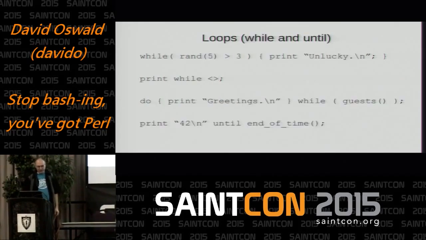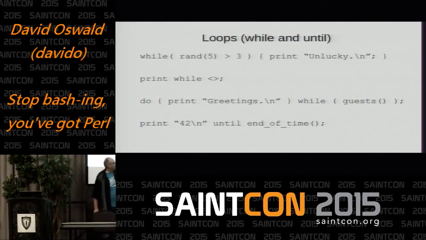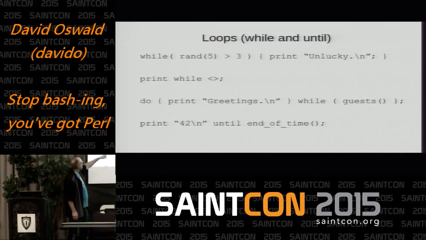We have while loops. So while rand 5 is greater than 3, print unlucky. Or print as long as there's something to be printed on the input file handle. Do something while this condition is true. Print 42 until this condition becomes true. So these are all versions of loops. We're looking here at one of them that's a prefix loop where the while is at the beginning, and then we have some postfix loops. Do something while at the end.